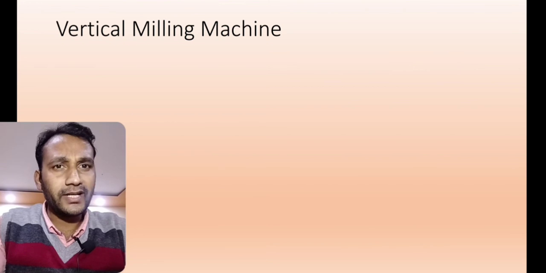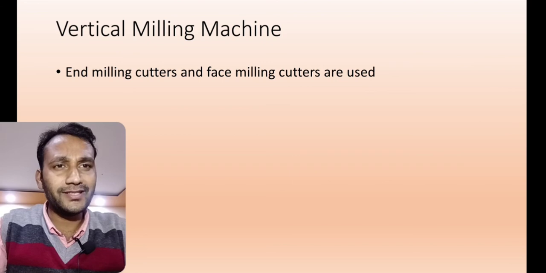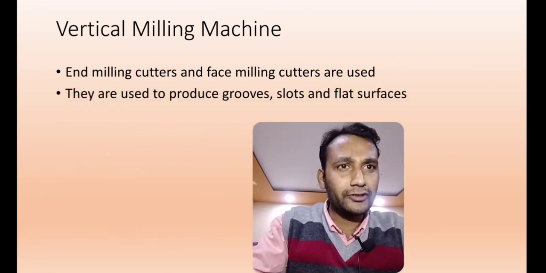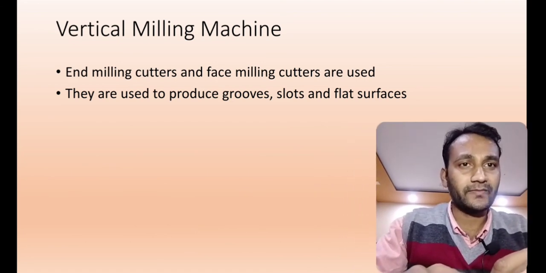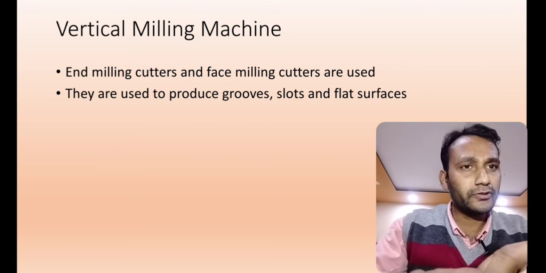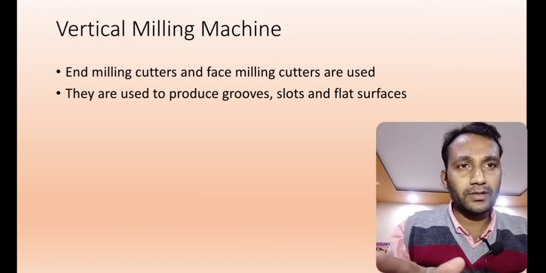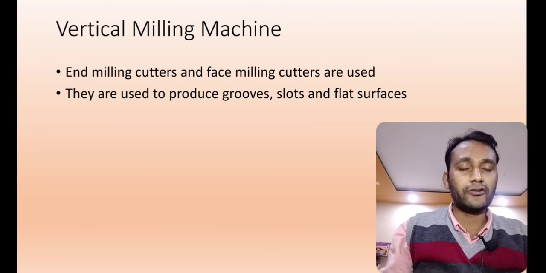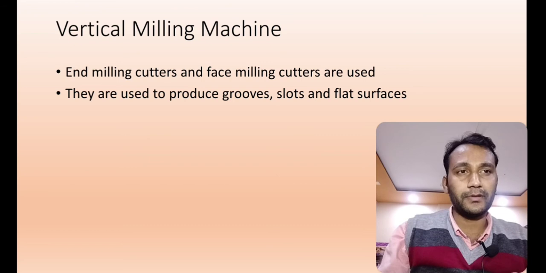Where the vertical milling machine is used, you can see end milling cutters and face milling cutters are used, and these are used to produce grooves, slots and flat surfaces. In order to produce a groove, you have to use a different type of tool. In order to create a slot, you need to use a different type of tool, and in order to produce a flat surface, a different type of tool needs to be used.